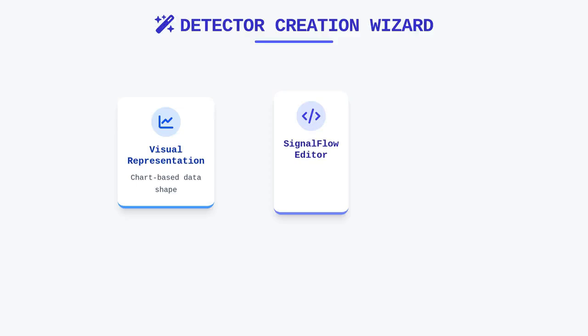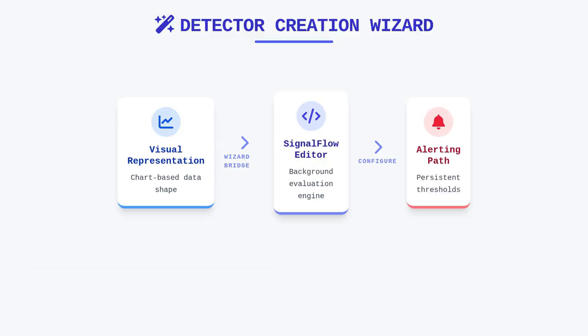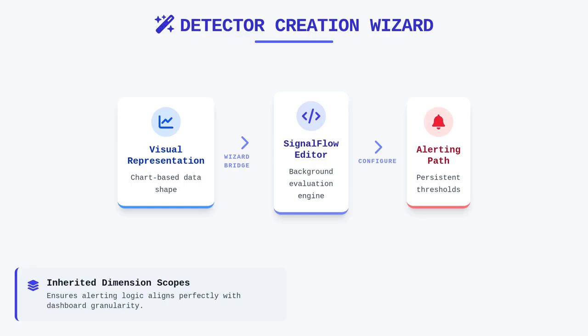The detector creation wizard then walks you through the transition from a chart-based representation to a persistent alerting path. Once the wizard pulls the SignalFlow logic into the editor, it creates an immediate bridge between your visual data shape and the background evaluation engine. You are presented with a configuration interface where you can define the specific thresholds that trigger an alert event. Because the dimension scopes are already inherited, you ensure that the alerting logic aligns perfectly with the data granularity seen in your dashboard. This fidelity is critical because it prevents the common mismatch where a dashboard shows one behavior while an alert engine evaluates a slightly different signal subset.